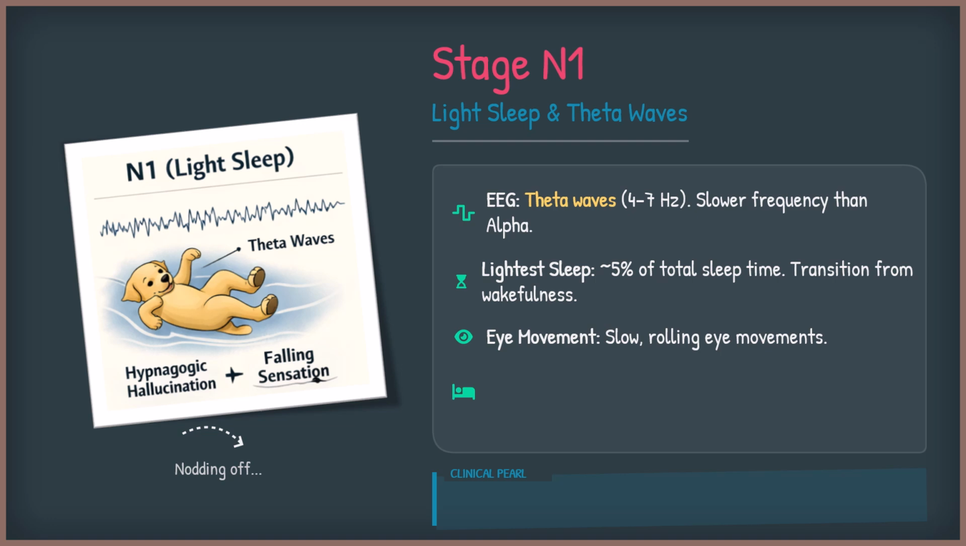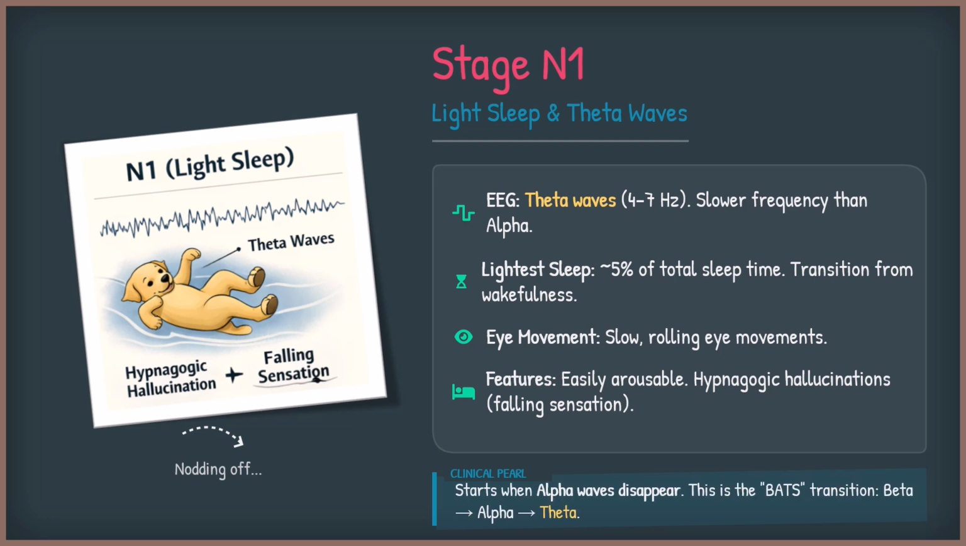Eye movement is going to be slow, rolling eye movements. And it's important to note that the patients are easily arousable during this stage, and this is when people can get hypnagogic hallucinations. This is also when you get that falling sensation when you're falling asleep. This is the T part of the BATS.